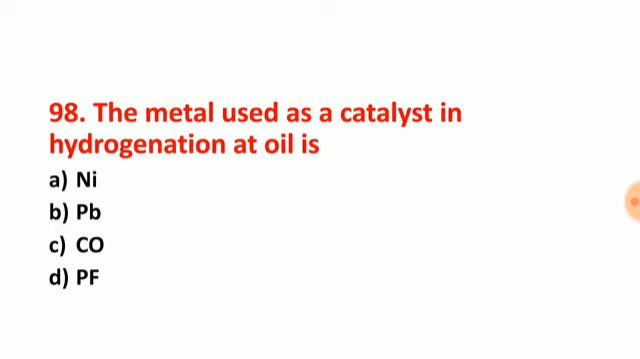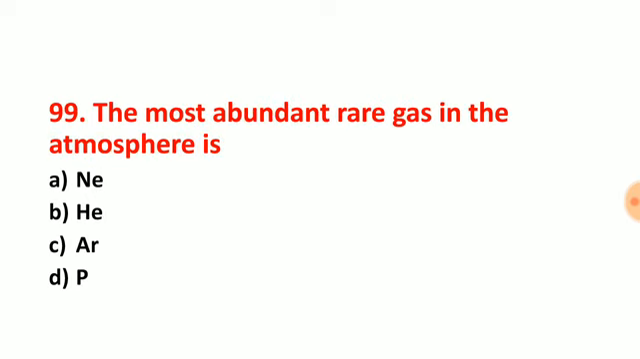Question number 98, the metal used as a catalyst in hydrogenation of oil is Ni, nickel. That is option A. Question number 99, the most abundant rare gas in the atmosphere is? In the atmosphere there are a list of rare gases. Among them the most abundant is argon.